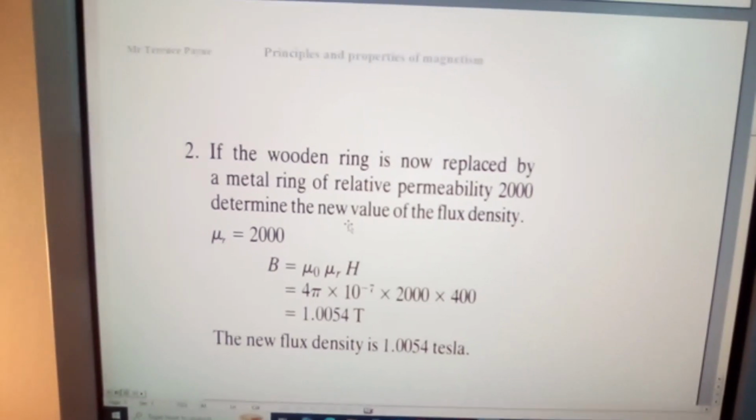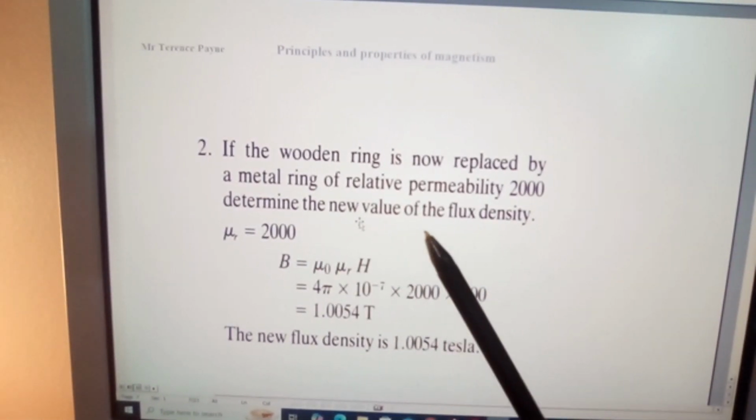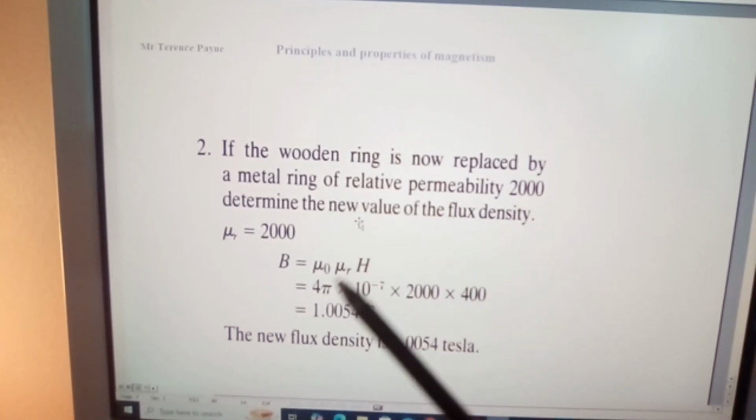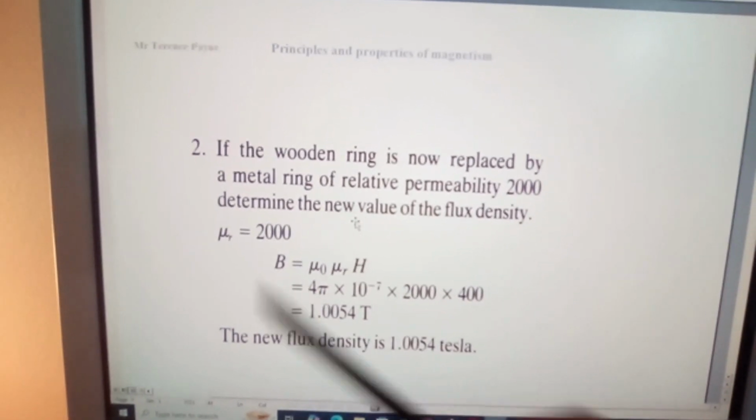Now, this is hypothetical, of course. If the wooden ring is now replaced by a metal ring of relative permeability 2000, determine the new value of the flux density. Mu r.